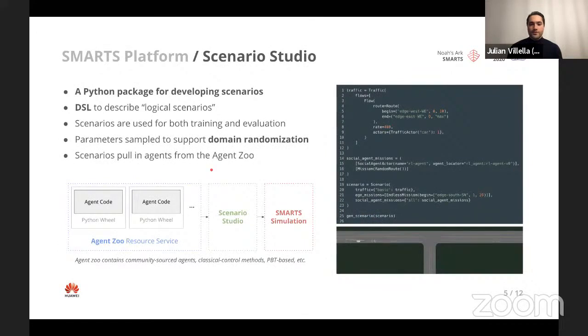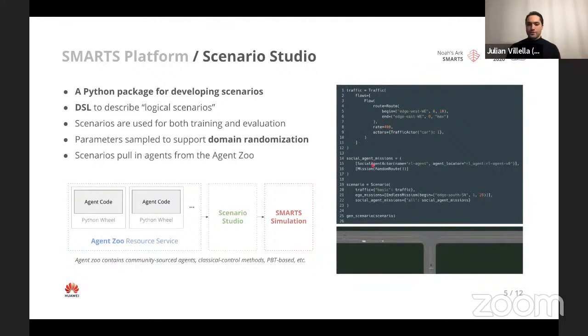Now there's Scenario Studio. Scenario Studio is a Python package for developing scenarios, and it provides a DSL to describe scenarios at the logical level. We have an example here. Within about 25 lines of code, we can define traffic: vehicles operating on a route at a given rate, with different distributions of actor types.